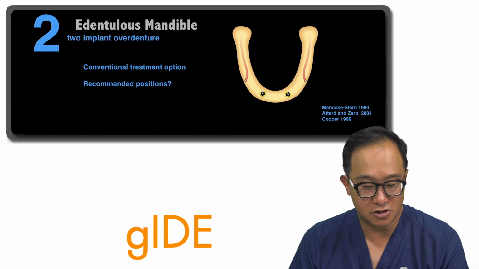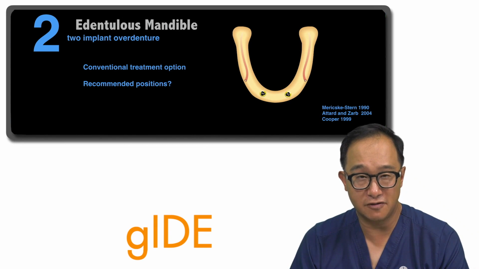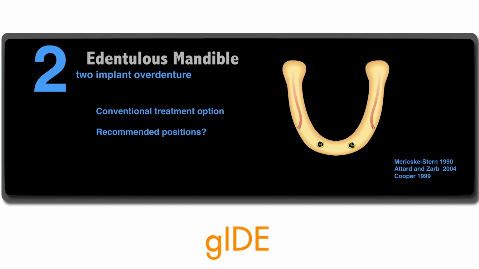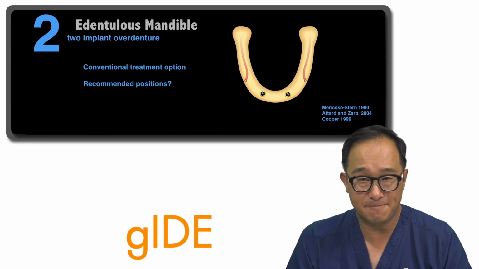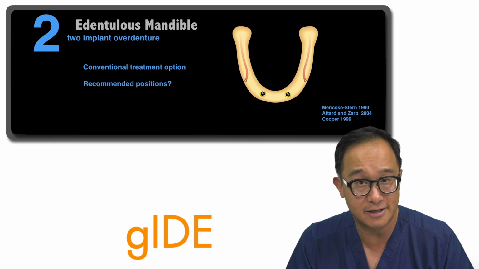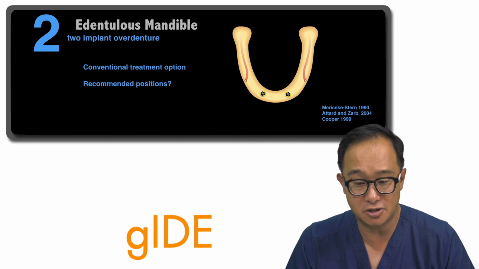Now, let's look at the 2-implant overdenture. And the 2-implant overdenture is really the conventional way of treating patients with overdentures. So this would be my treatment option of choice if I had to perform an overdenture for a patient in the mandible. And there's some conjecture as to where implants should be placed. Should they be placed in the lateral incisor position? Should they be placed in the canine position as an overdenture in these situations?